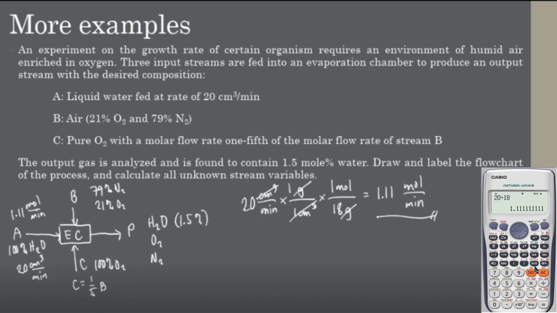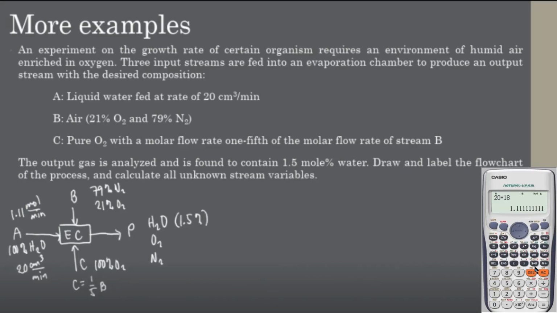Let's begin with the material balance proper. Let us set our basis. Our basis in this case is 1 minute operation because our flow rate is given as moles per minute. Our overall material balance, in this case, this is a mole balance, is A plus B plus C is equal to P. The summation of our inputs is equal to the summation of our outputs. We know the value of A, so we can substitute that. This becomes 1.11 plus B plus C is equal to P. We call this equation 1.